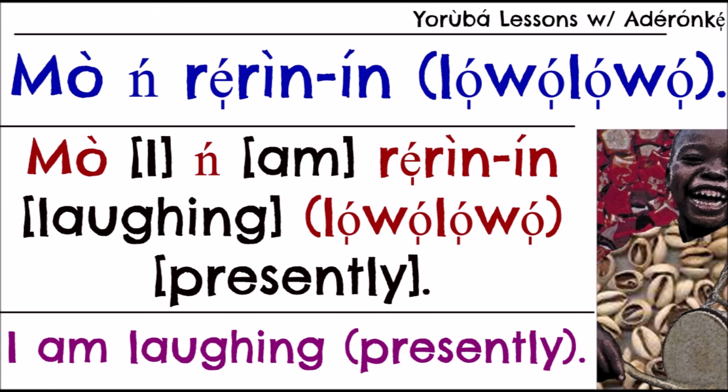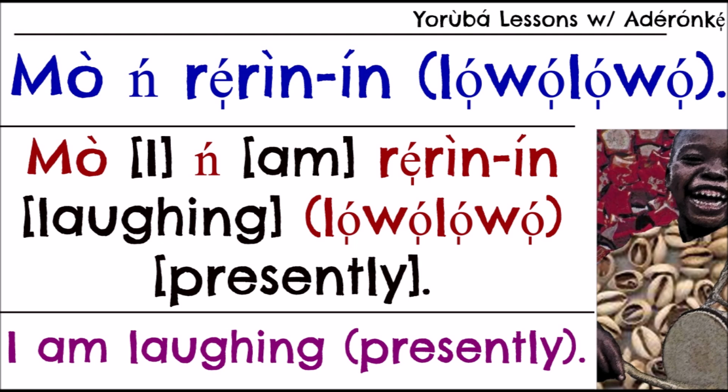The reason why I put presently in brackets, I will explain in the next slide. Mo rẹ́rìn lọ́wọ́. The lọ́wọ́ is unnecessary, and take this as what it is going forward as I address the other pronouns. You may include it, you may choose to exclude it. It doesn't have to be there. Mo rẹ́rìn lọ́wọ́, or you could simply say mo rẹ́rìn, I'm laughing.